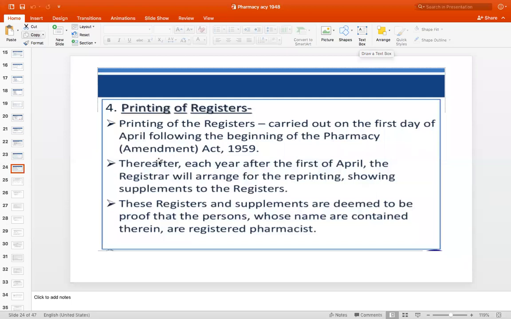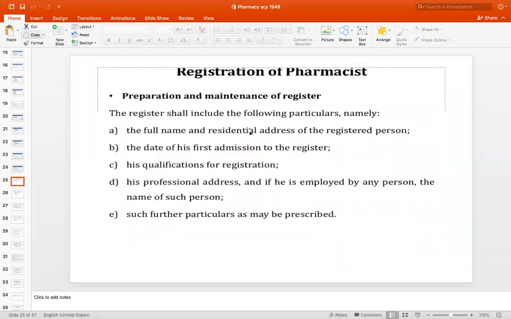Okay. So in the last class, we had stopped at printing of registers. So we'll start with registration of pharmacist. What is the process of registration? As soon as we finish the course, we all have to register our name and number in the State Pharmacy Council. So what is the process? How do we have to do it? So we'll see step by step how to prepare and maintain the register, or how to register our name first.